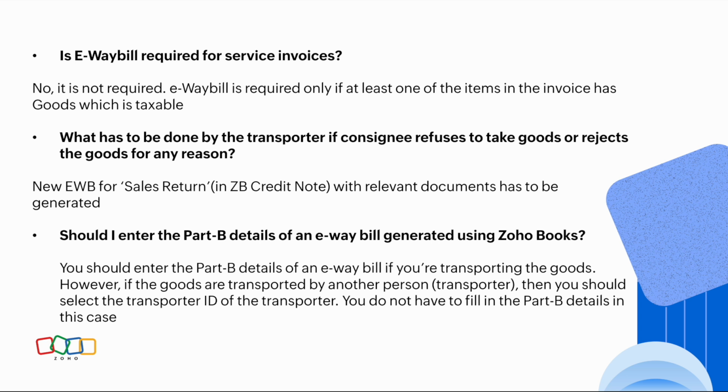What has to be done by the transporter if the consignee refuses to take goods or rejects the goods for any reason? In this case, the transporter has to issue a sales return. So in Zoho Books, you can record a sales return as a credit note, and you would have to generate the e-waybill for the same.